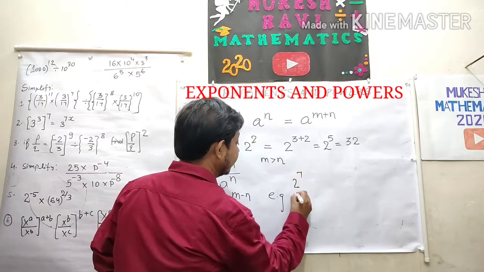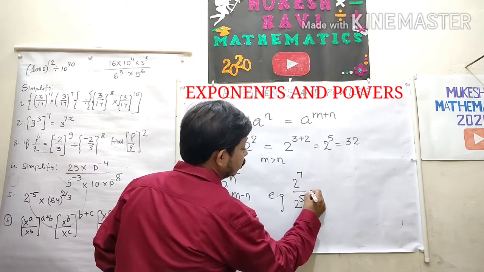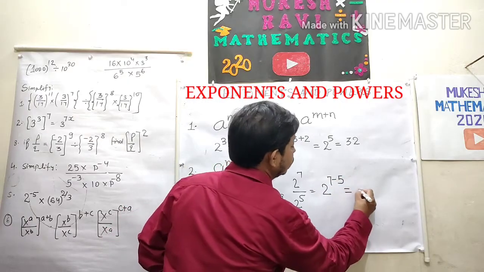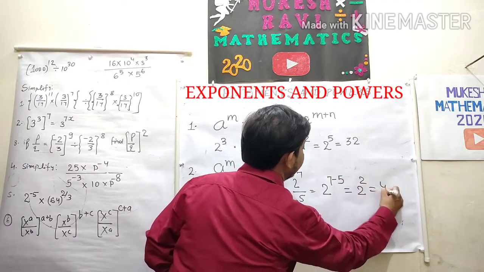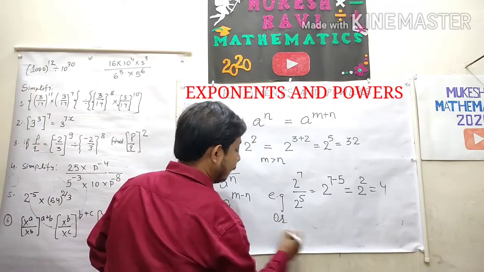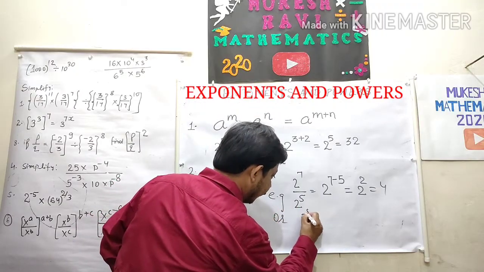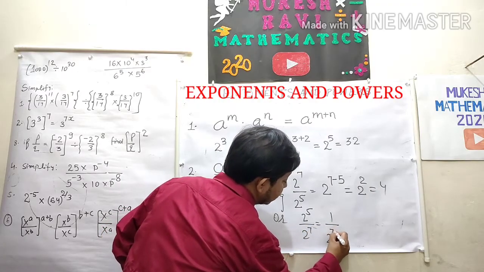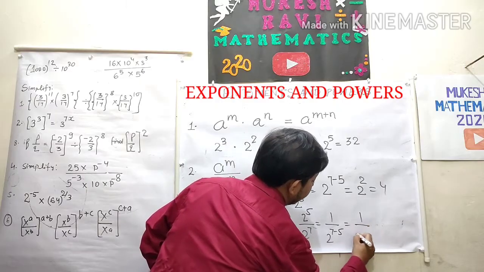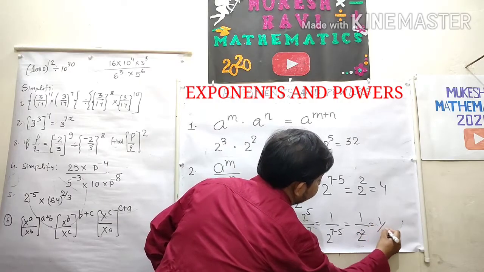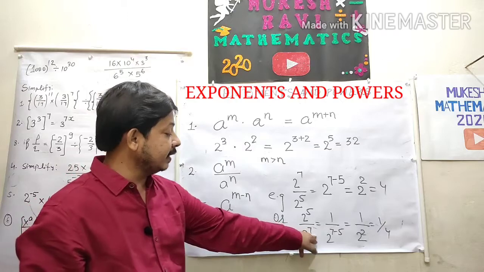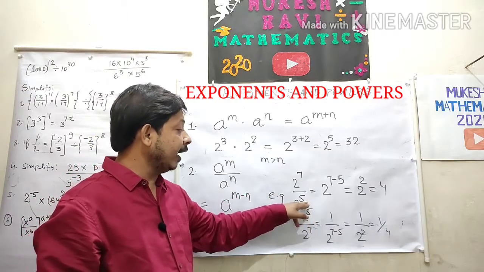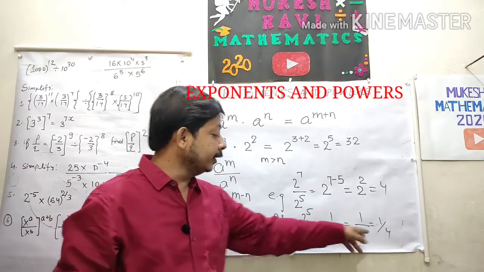For example, 2 to the power 7 upon 2 to the power 5. So the value should be 2 to the power 7 minus 5. This is equal to 2 to the power 2, which is equal to 4. Or 2 to the power 5 upon 2 to the power 7. This is equal to 1 upon 2 to the power 7 minus 5. That is 1 upon 2 to the power 2. That is 1 by 4. Why? Because here 7 is greater than 5, so it goes in the denominator.